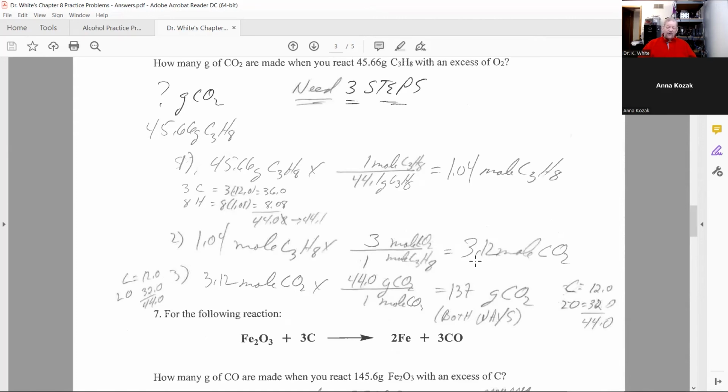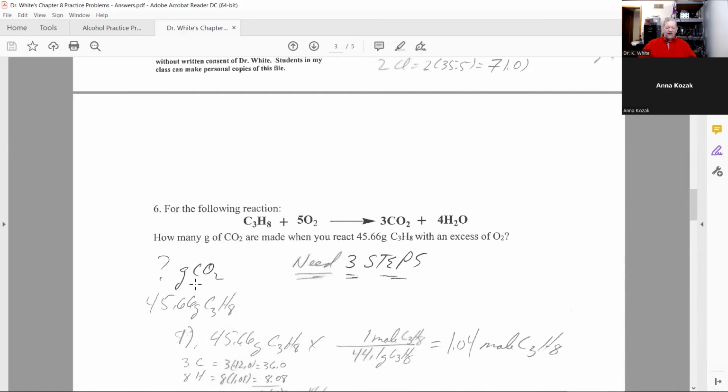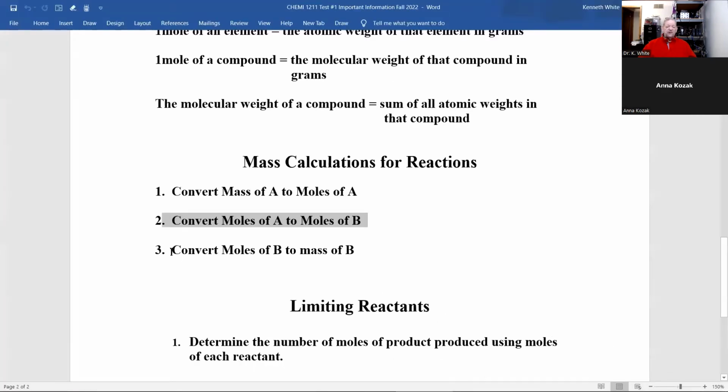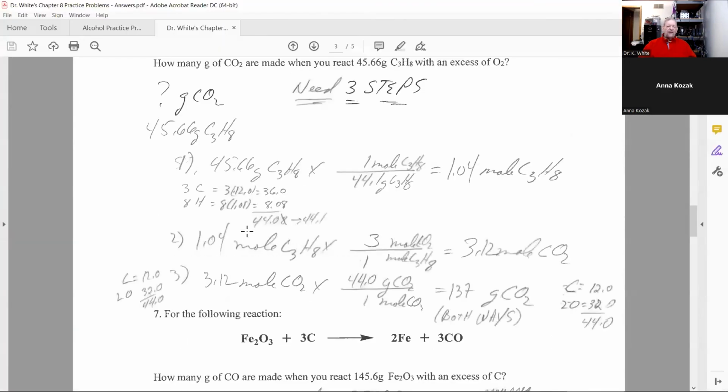Are we done? No, we have moles of CO2. We want grams of CO2. Well, what do we do? We do step 3, moles of whatever we figured out to mass in grams of what we need to find. So we have moles of CO2. We want to get the grams of CO2. How do we proceed? We have a ratio to convert moles of CO2 to grams of CO2. How do we do that?